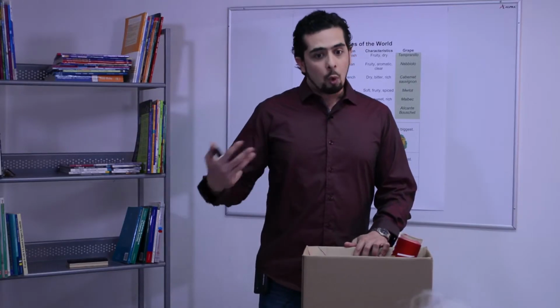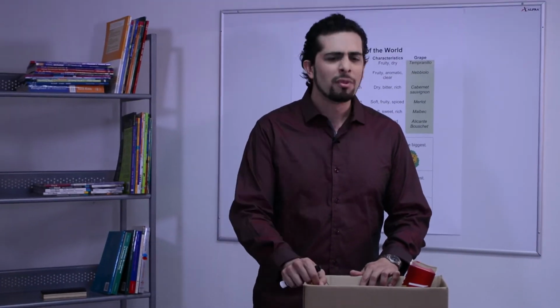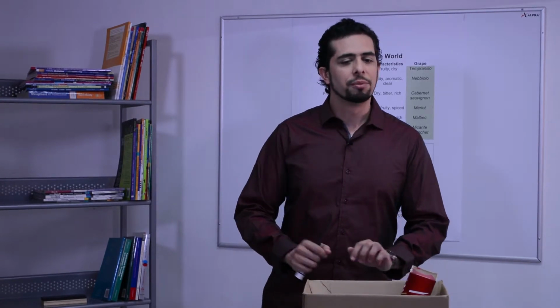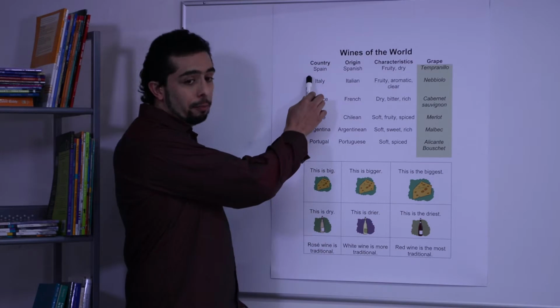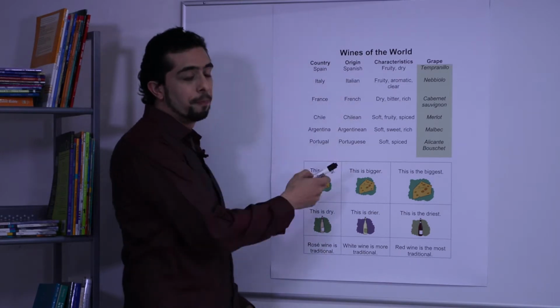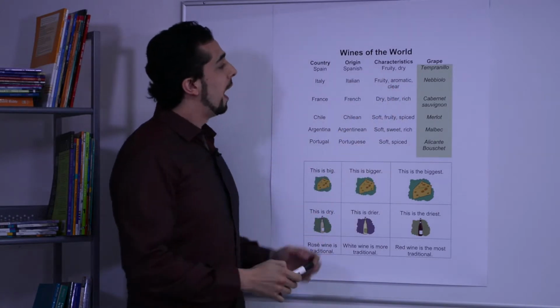I only know red wines and white wines. Well, red and white is a general classification, but the taste depends on the type of grape and the place of production. Let's talk about red wines. Well, wines come from different countries. For example, we have Spain, the wine is Spanish, and the characteristics are fruity and dry. And the grape that is used is Tempranillo.